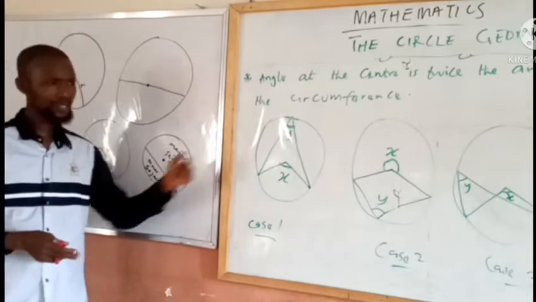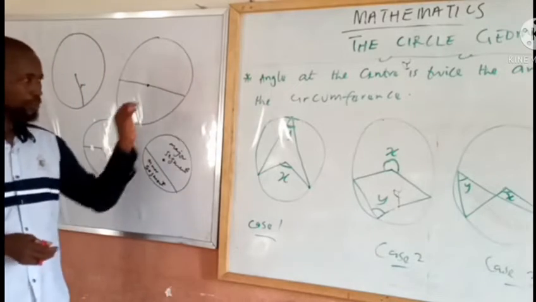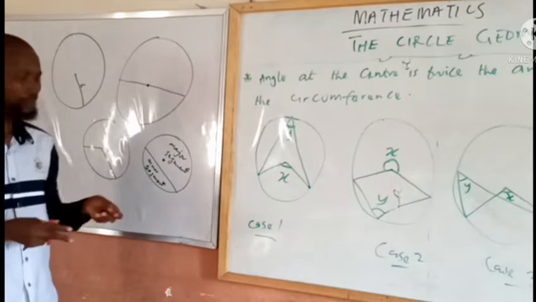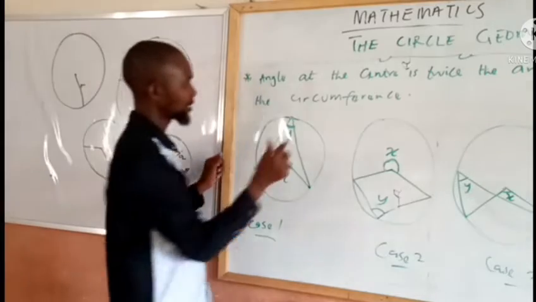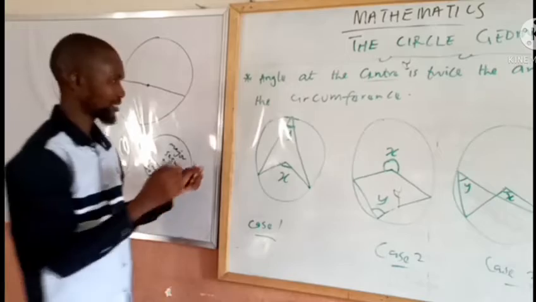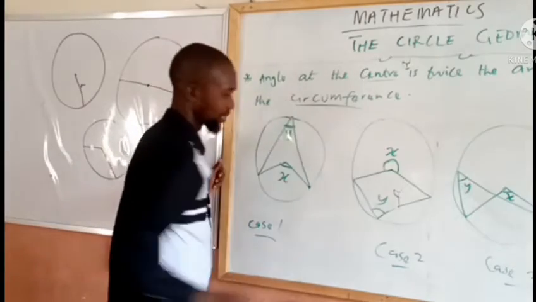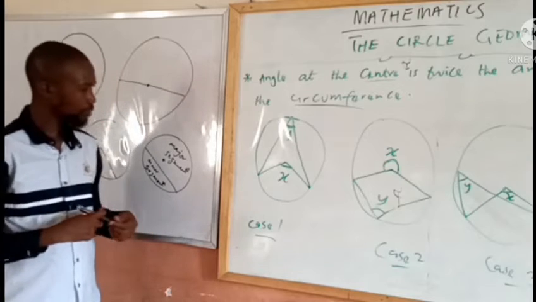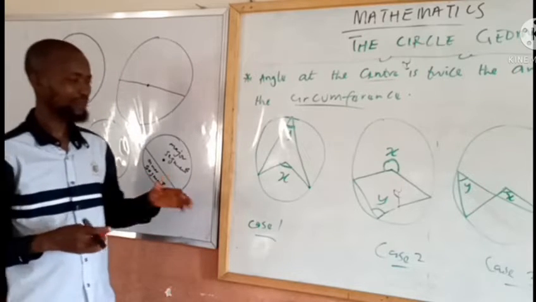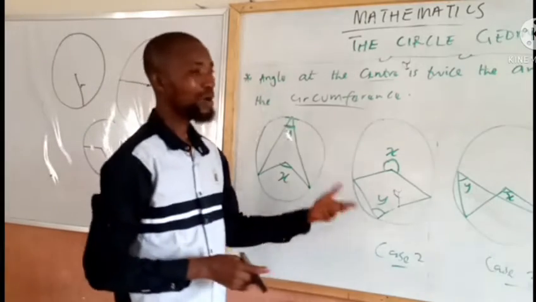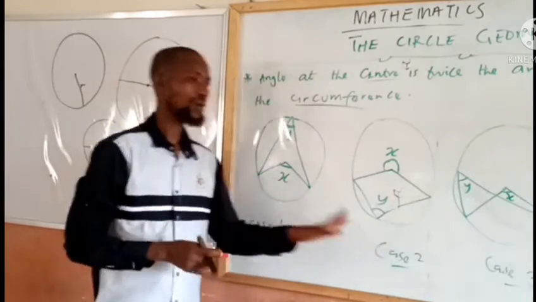Now, to be able to use the theorem, you can see that when we observe the theorem, it is talking about two things. The first thing it is talking about is the angle at the center. The other thing it is talking about is the angle at the circumference. So it will be necessary now to identify the angle at the center in each case, because the diagram determines how to get the angle at the center.